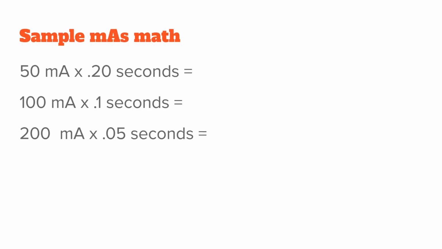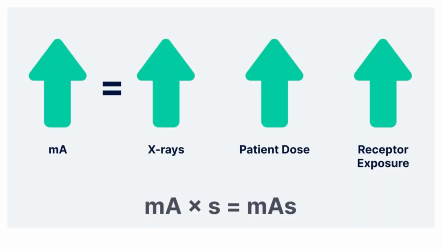Some sample mAs math: 50 mA times 0.2 seconds, 100 mA times 0.1 seconds, 200 mA times 0.05 seconds. I'll give you some time to do that. You can pause the video, and if you got 10 for all of these, you've done the math correctly.